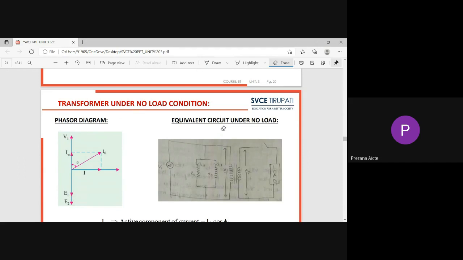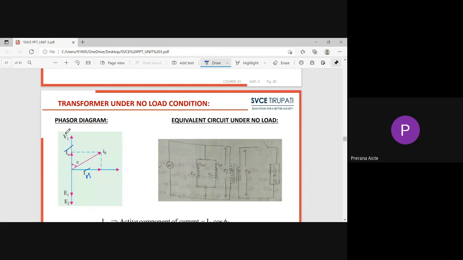See here, what is that component? IW component. This is the component. What is this current? Actually, we can take it as an IMU current. The purpose of IMU current is to sustain the flux in the transformer core. What is the IW component? To overcome the no load losses, that is nothing but core losses or fixed losses. Why? Because flux in the transformer core is constant from no load to full load. This flux is constant, so automatically this iron loss is also constant.